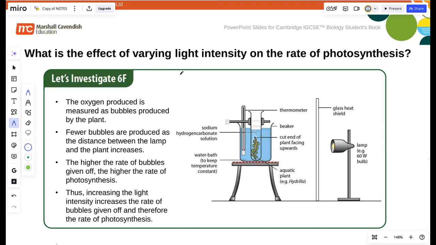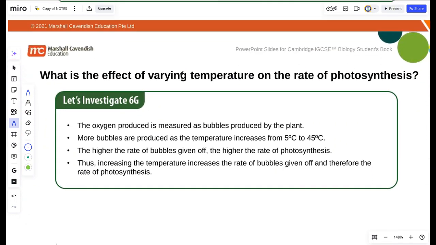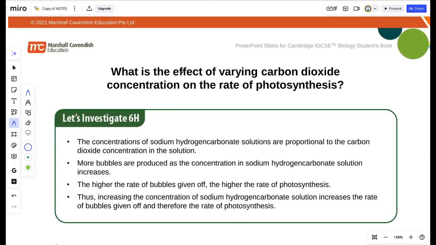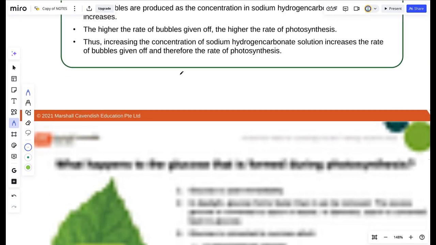Here is the effect of varying light intensity on the rate of photosynthesis. Summarily, when you increase the light intensity, the temperature increases. When temperature increases, the rate of photosynthesis increases, unless you have reached the optimum temperature. As you keep increasing the temperature before the optimum temperature, the rate of photosynthesis increases. So light intensity or temperature is a big factor affecting the rate of photosynthesis. Now let's move on to the effect of varying carbon dioxide. Carbon dioxide concentration affects the rate at which glucose is manufactured. At a constant temperature, if you increase the carbon dioxide concentration, more starch or carbohydrate will be produced.